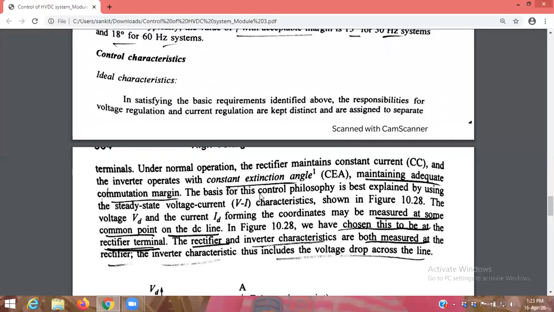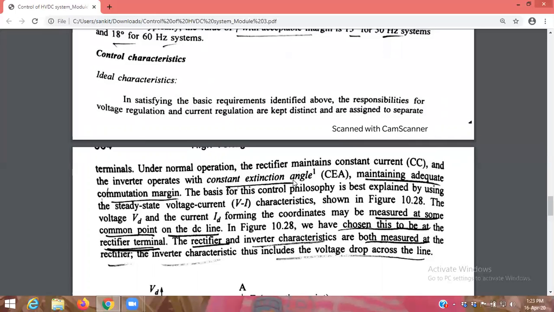Now, under normal operation, the current through the rectifier is constant. The rectifier maintains constant current, and the inverter operates at constant extinction angle.